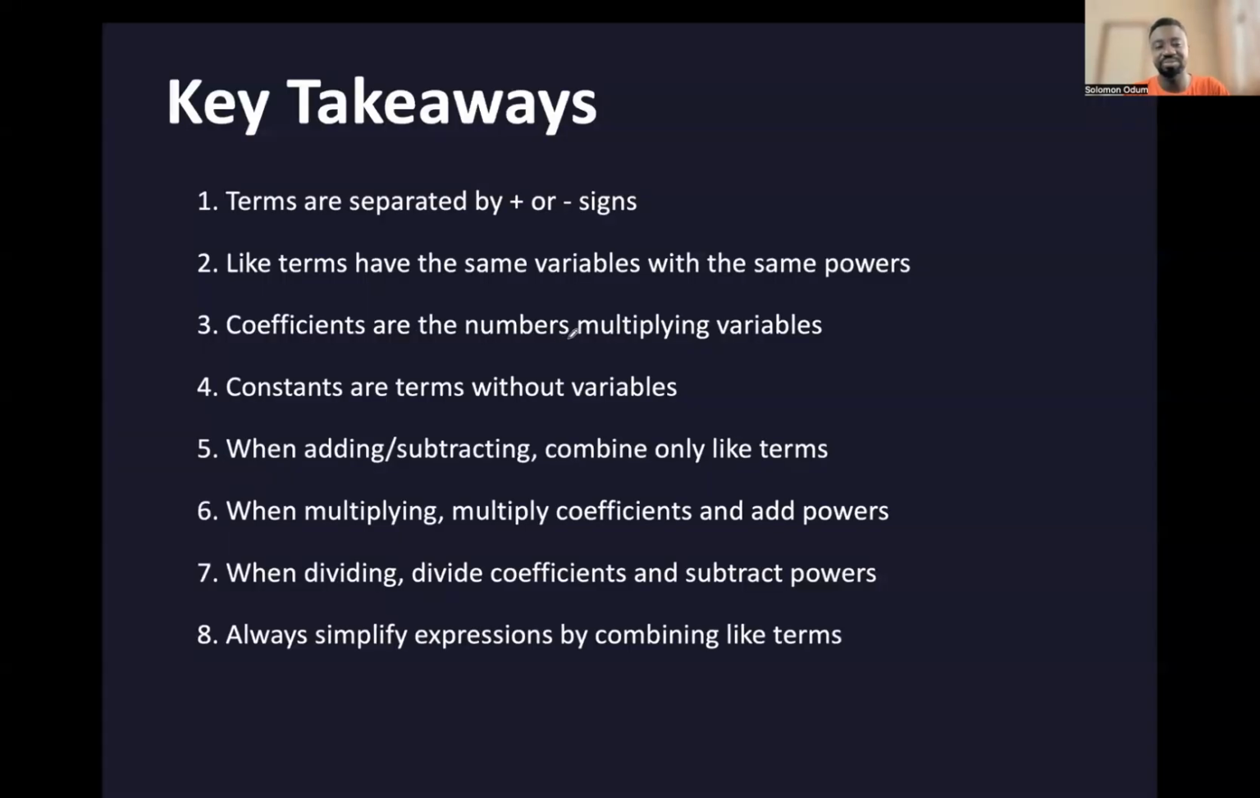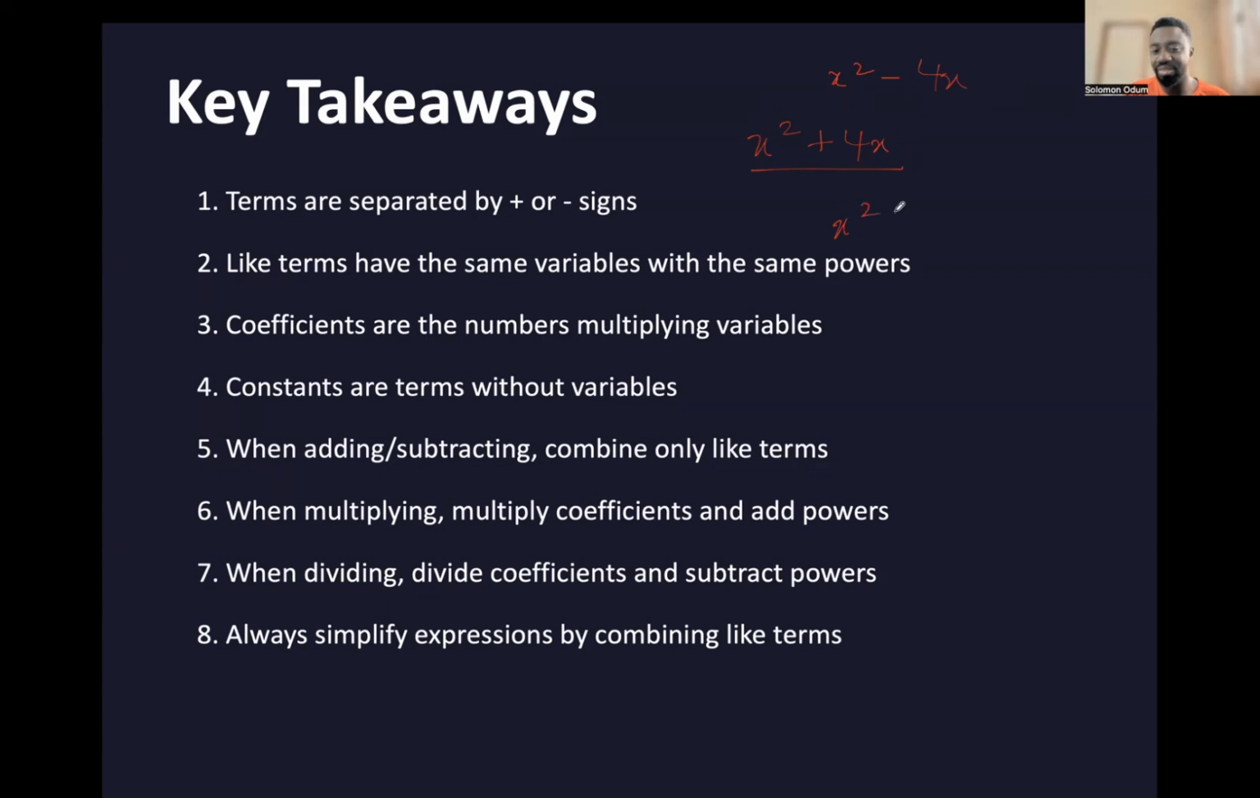Terms are separated by plus or minus signs. For example, x squared plus 4x are separated by plus, and x squared minus 4x are separated by minus. The entire expression is separated by plus or minus. Multiplication does not separate terms.